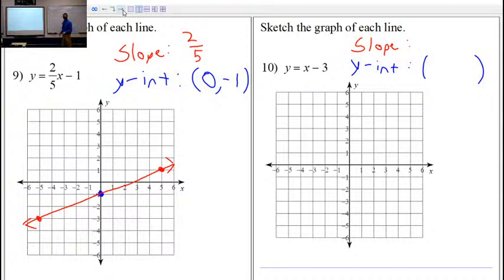The x-coordinate is always 0. Then we find our y-coordinate in the equation. It's -3. So (0, -3) is our y-intercept. That's our point we start with.